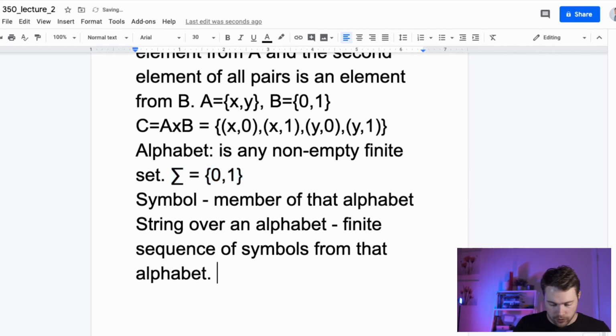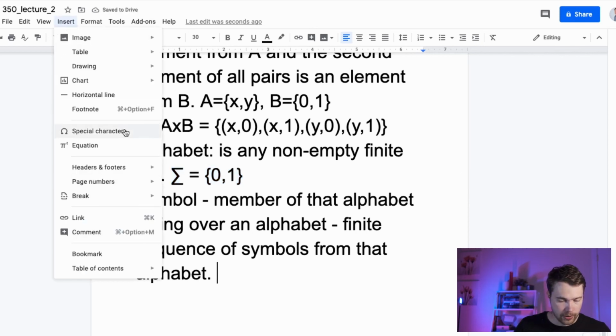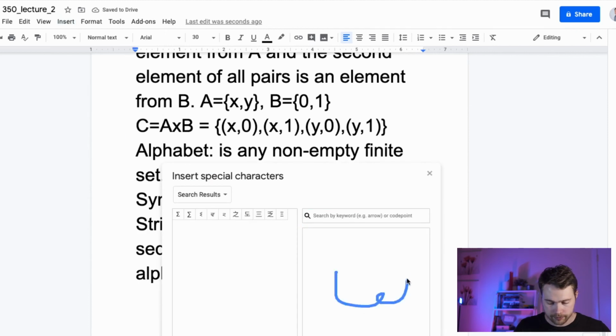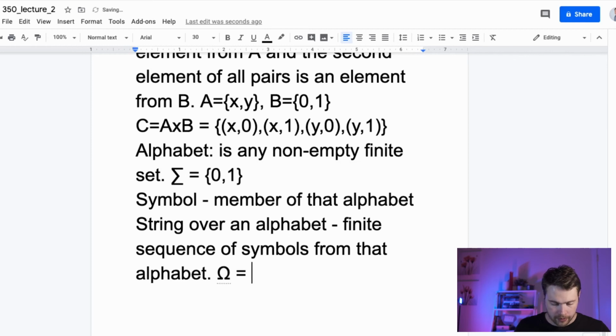Strings are usually denoted with omega, and we usually put quotes. In our case, a string over this alphabet would look like, I don't know, like this. Something like that. Basically any number of zeros and ones from that alphabet, but definitely it has to be finite.